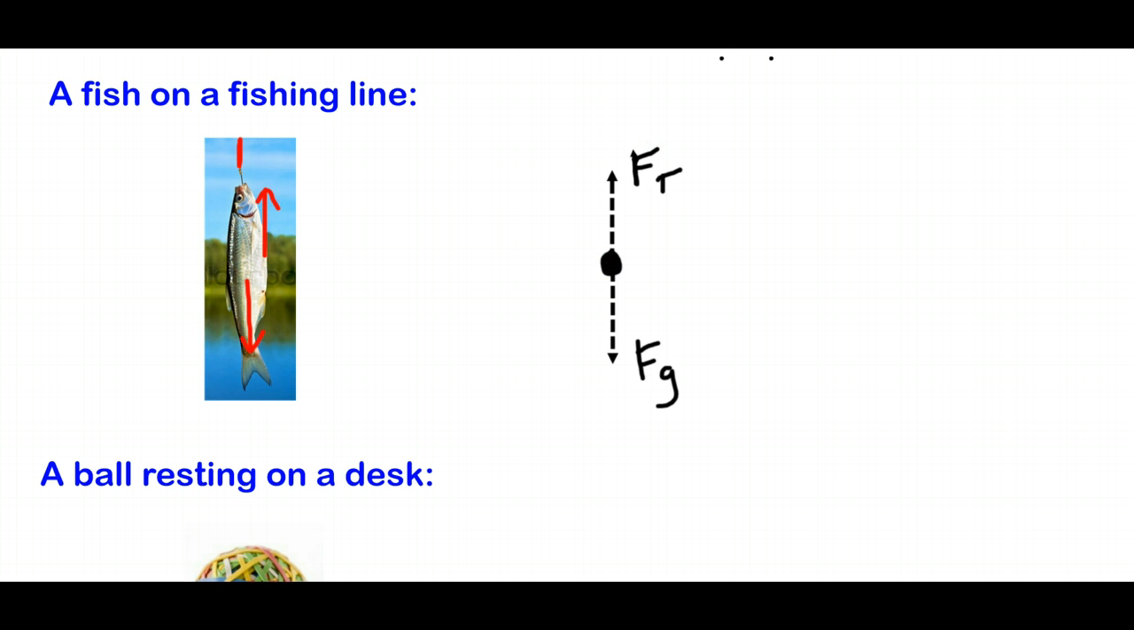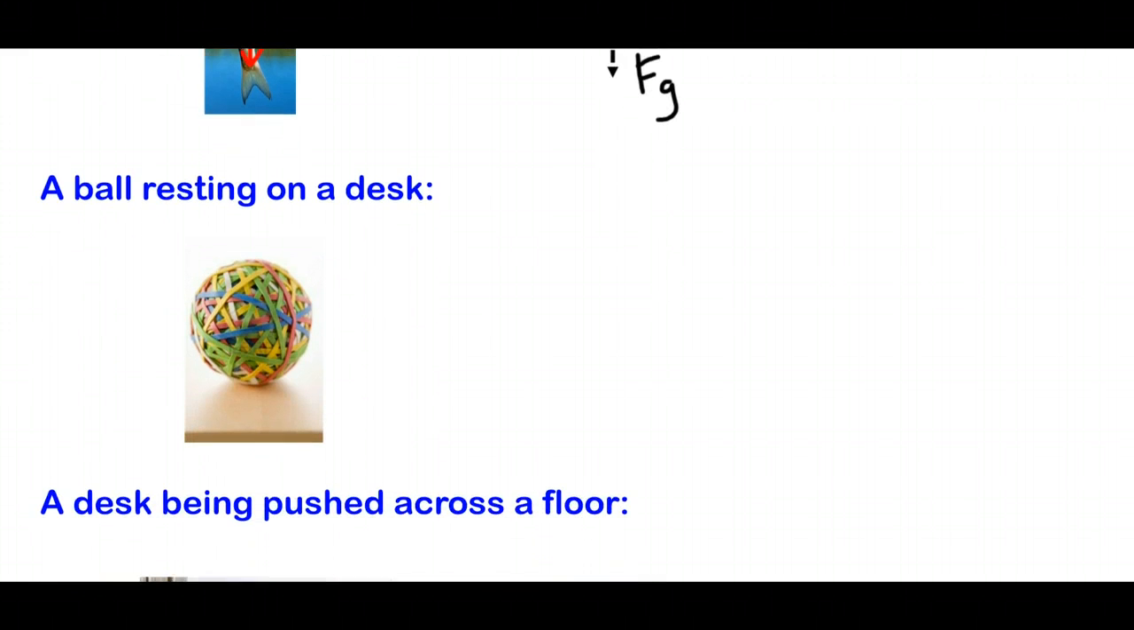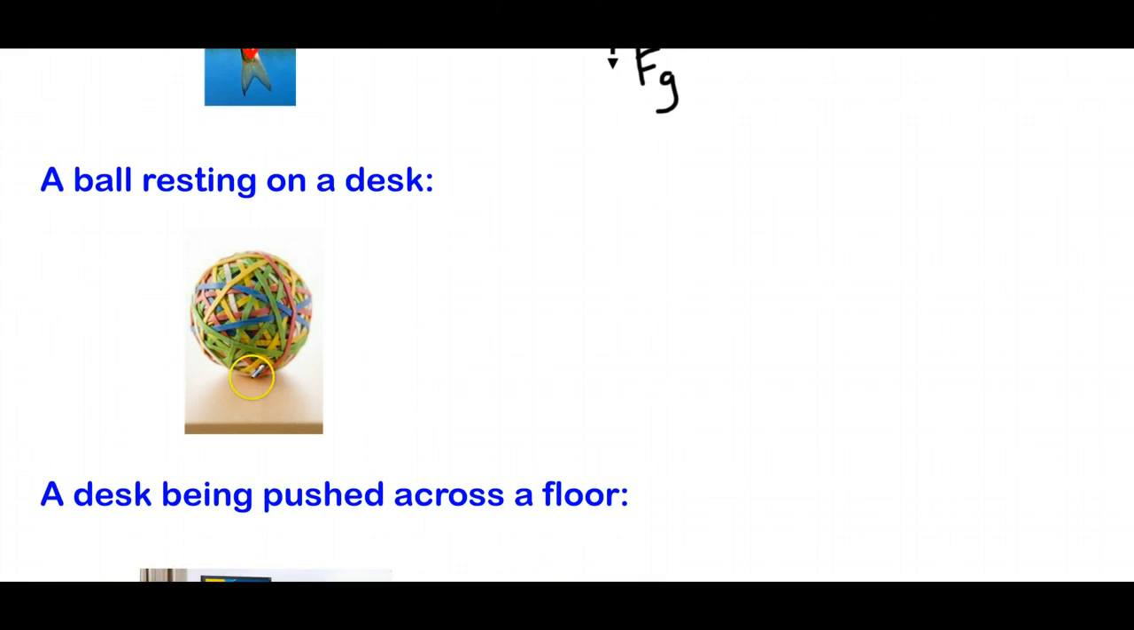Let's look at a couple more examples. A ball resting on a desk. So remember, anything that's resting on the surface of something, remember up here our fish wasn't resting on any surface, it was hanging. If you're resting on the surface of something, you automatically have gravity pulling it down. But because this ball isn't falling through the desk, there must be a balanced force in the up direction, and that's that normal force. So if our ball is our object, we represent with a dot.